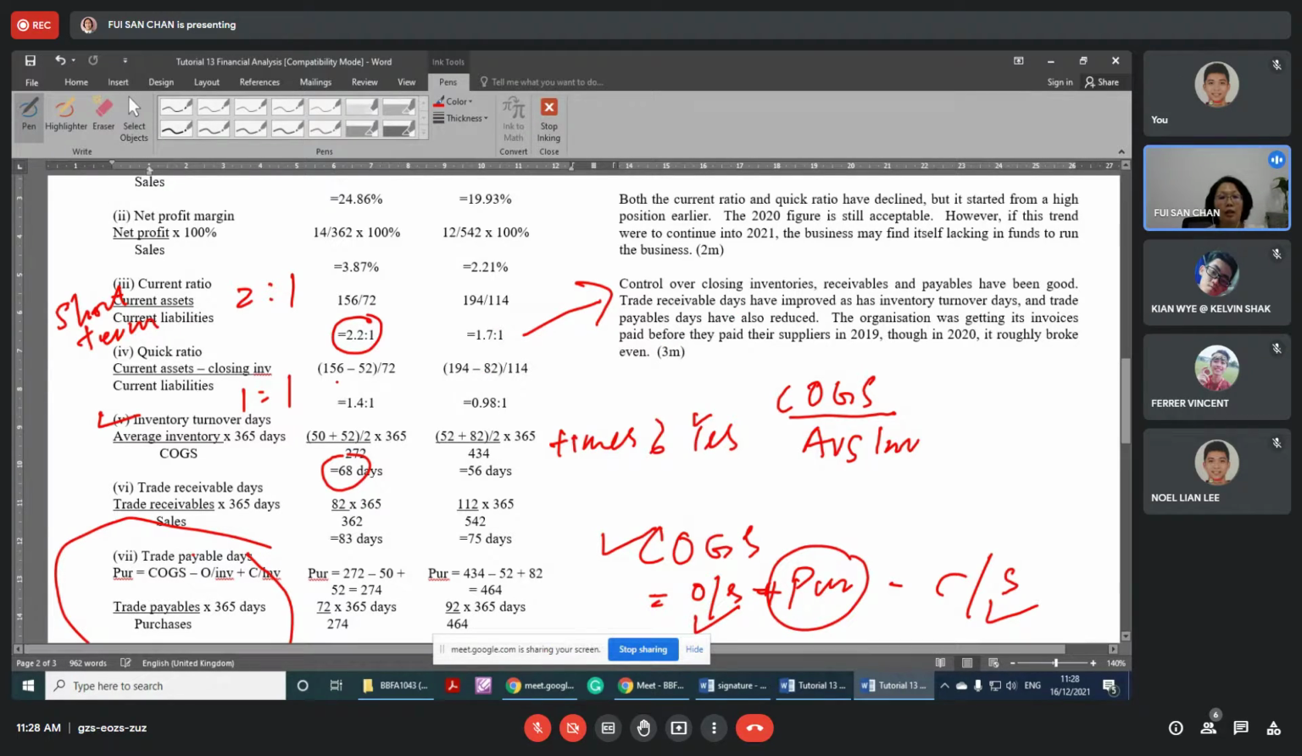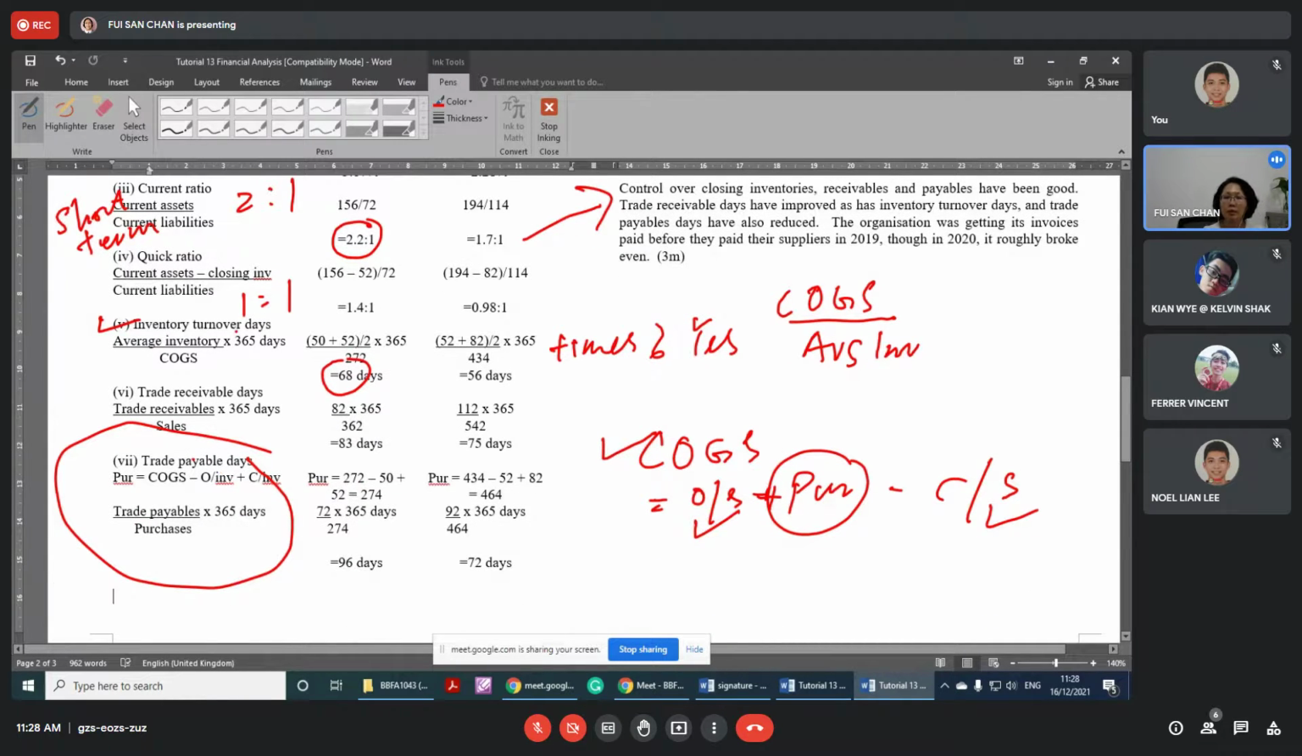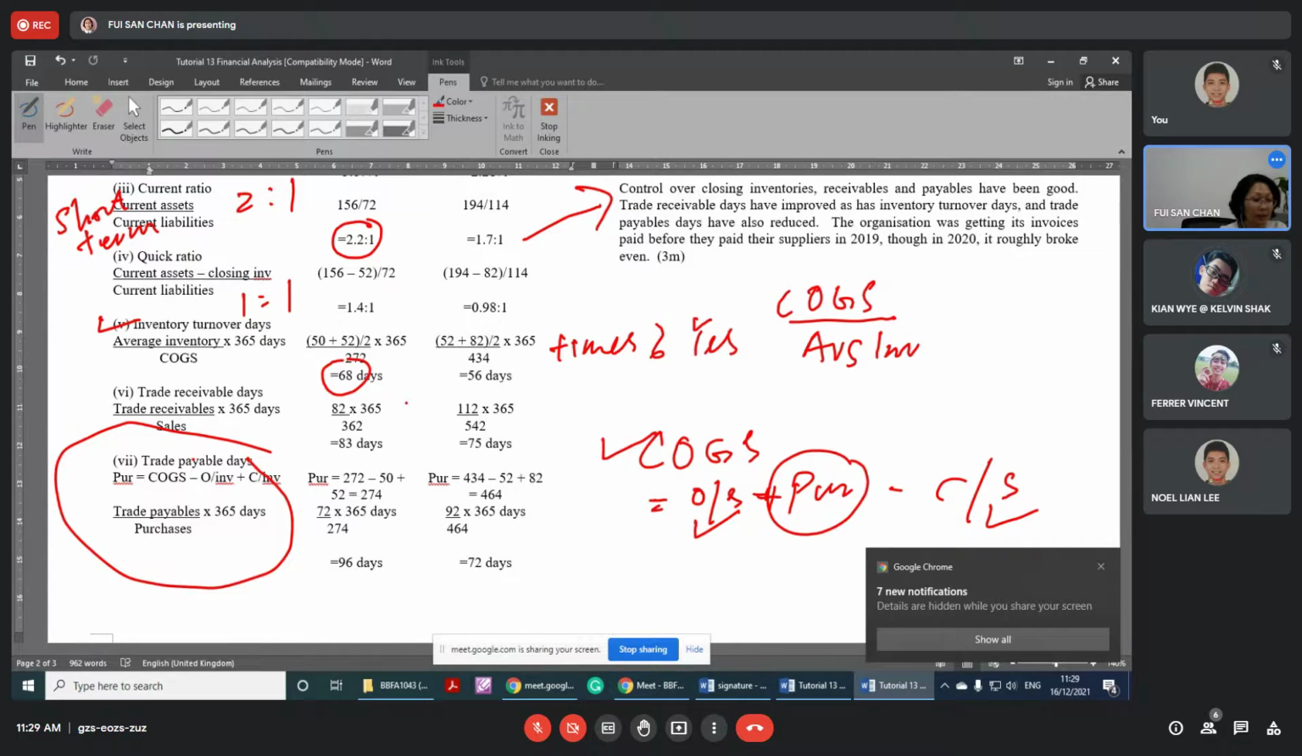Okay, for trade receivable, is it the longer days the better? Trade receivable days means what do you calculate? Anyone? Trade receivable, meaning we are calculating how fast we are able to collect from our customer. So is it the faster the better? Yes, because you want your customer to pay you, the faster the better.